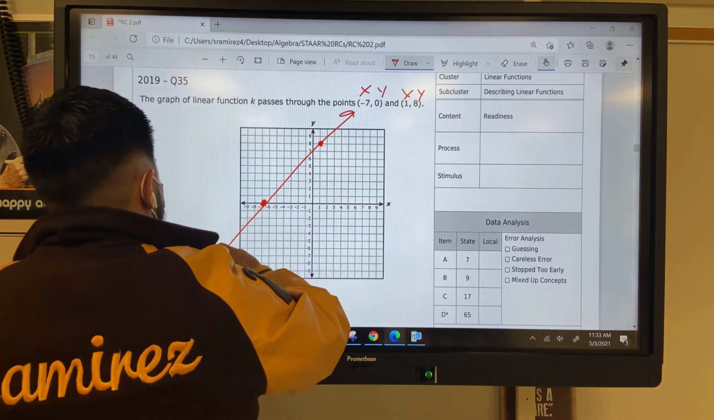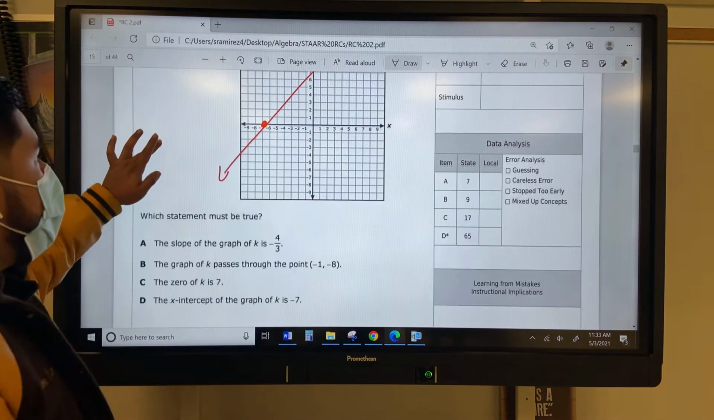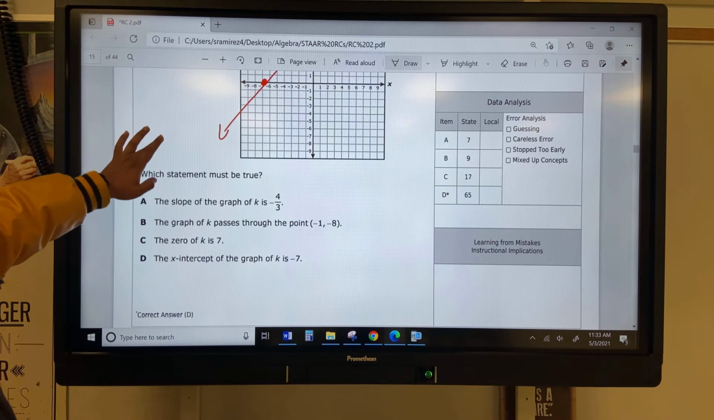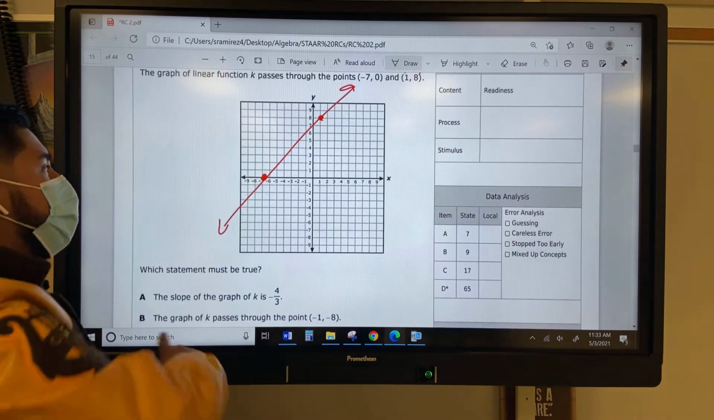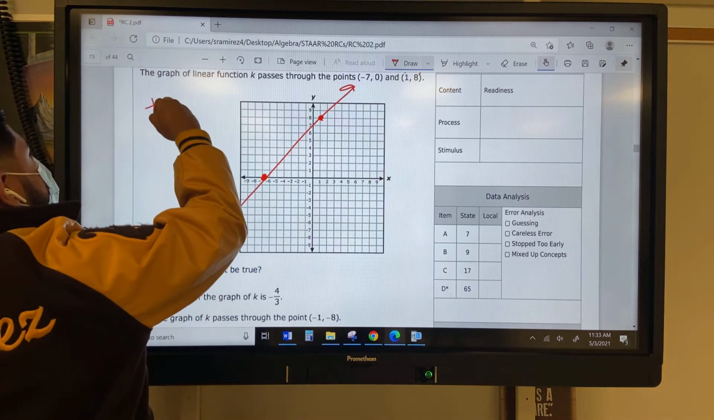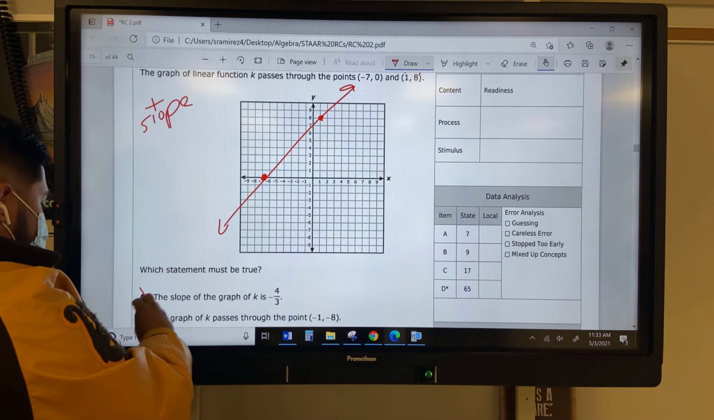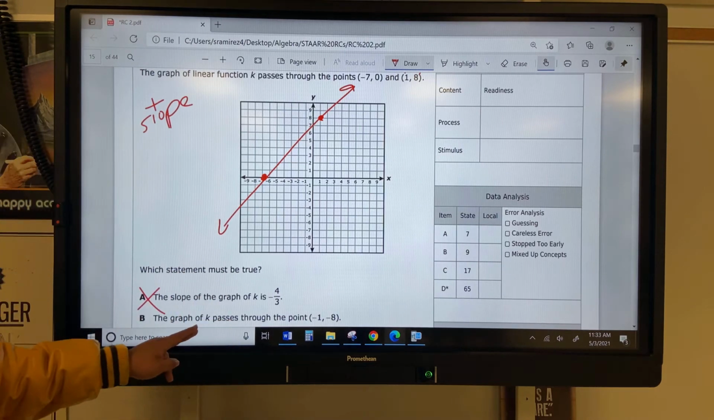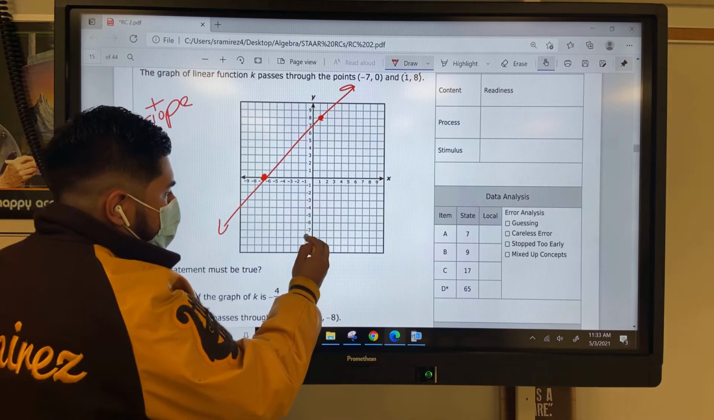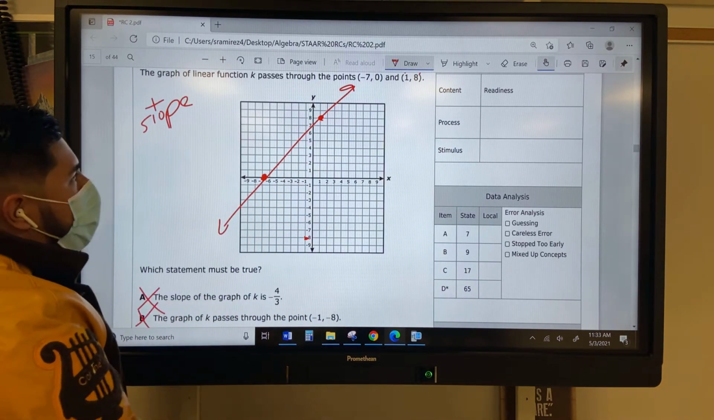There's another good question, so start up. This is actually pretty interesting, and it's asking a couple questions. First, the slope of the graph is -4 over 3. That's not true because it's going up. This is a positive graph, positive slope. So A is wrong. The graph of k passes through -1, -8. Well, -1, -8 is down here. Is this graph going through that point? No, of course not.